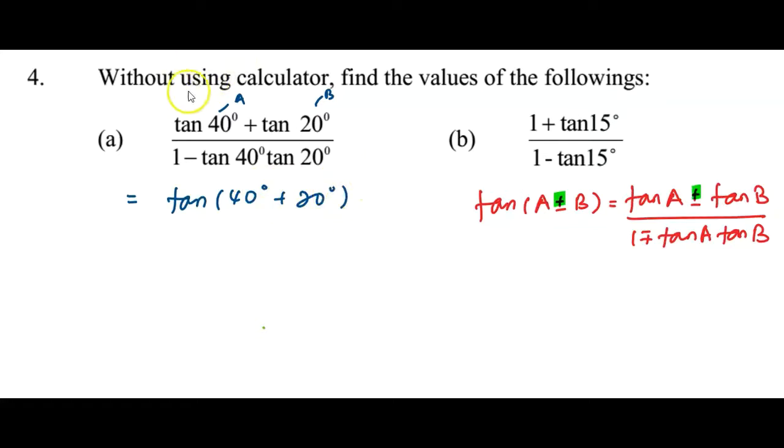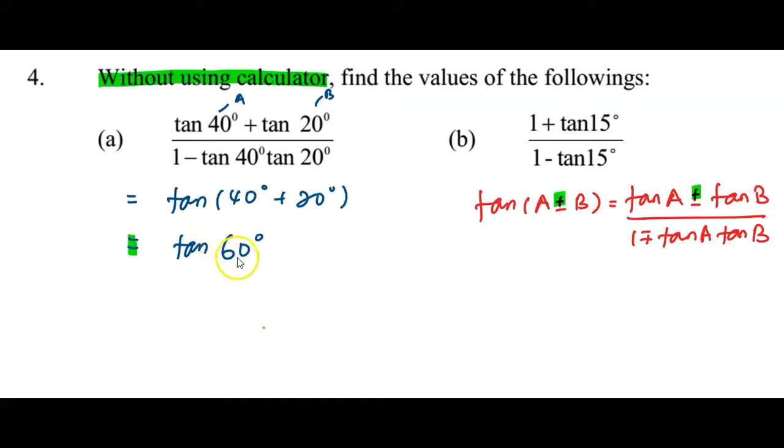If the question states here without using calculator, in other words, it actually gives us the hint that we have a question which we can relate to the special angle. The special angles we have learned are 30, 45, and 60 degrees. So once you have simplified your expression in A into its compound angle, it becomes tangent 40 plus 20. So now you can see that you can simplify into tangent 60.